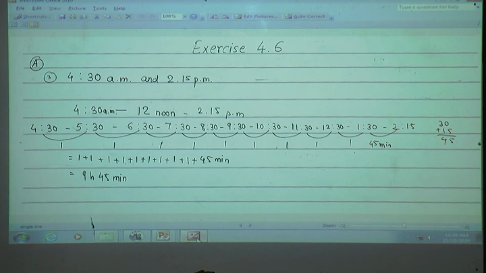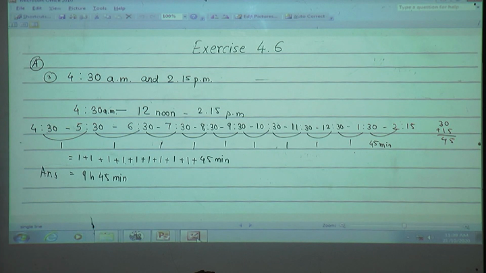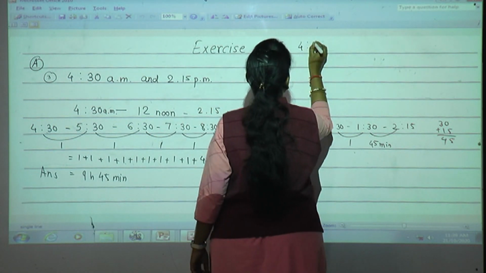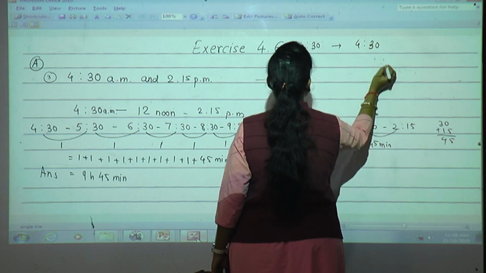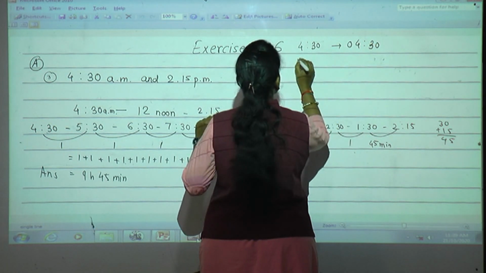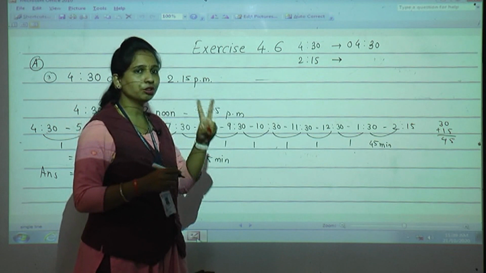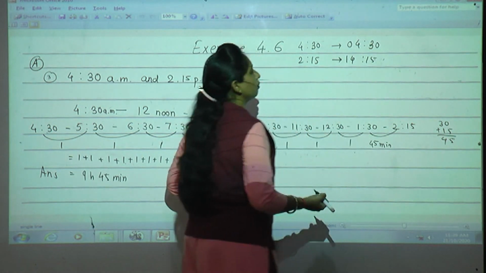For method number 2, what you have to do, students, is convert into the 24-hour clock system. See, 4:30 a.m. will remain the same, 4:30 only. And 2:15, see, it's after 12 o'clock. So 2 means 13 and 14. 14:15. Now what do we have to do?